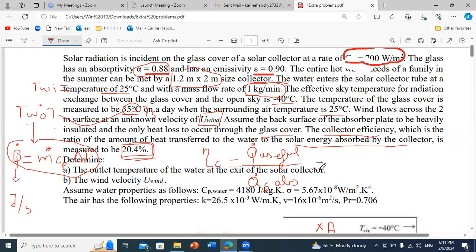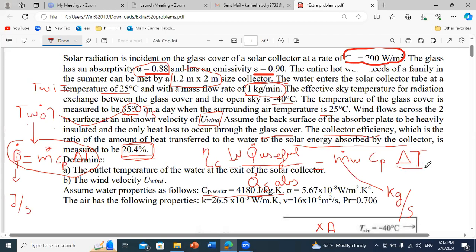So if we replace, we have m dot of water times Cp. Cp of water is given for you, of course. So here you have the specific heat of water. You don't have to memorize anything. And just pay attention for units. You know that whenever Q dot is in watt, your mass flow rate should be in kilogram per second, your specific heat is in joule per kilogram Kelvin, so you put it as it is. And you have times delta T, which is T out minus T in.